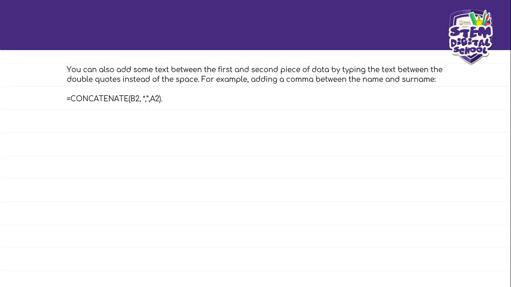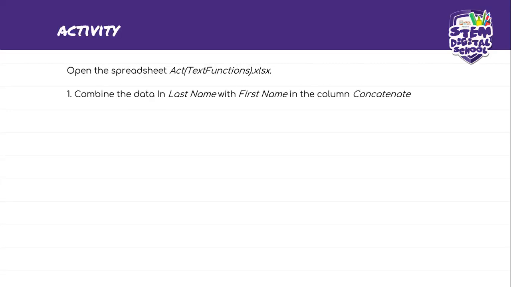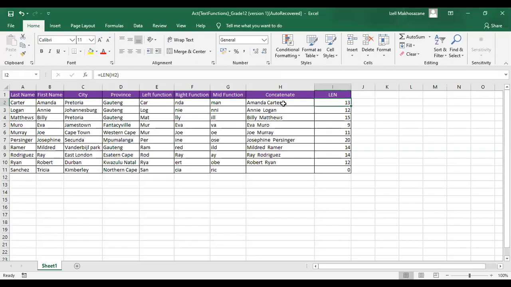Right, so for an activity, we have done this: combine the data in the cell that has last name with first name in the column concatenate. So we have done that. We have combined these two on the column concatenate.